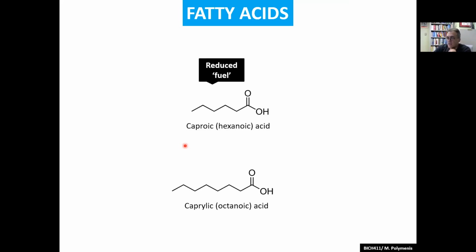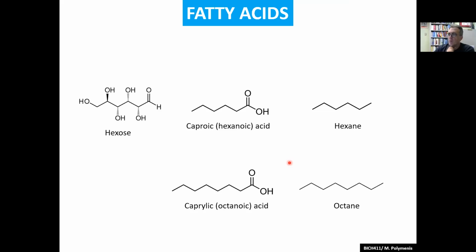Well, as I said, they are reduced fuel. So these are the carbon chains, and that's a very short one with 6 carbons. That's another one going a little bigger, 8 carbons. And that's the carboxyl group at the very end. So those are fatty acids. They're small in length. And if you compare those 6 carbons, carbon per carbon, let's say, of the fatty acid, to the most famous sugar, a hexose, glucose in this case.